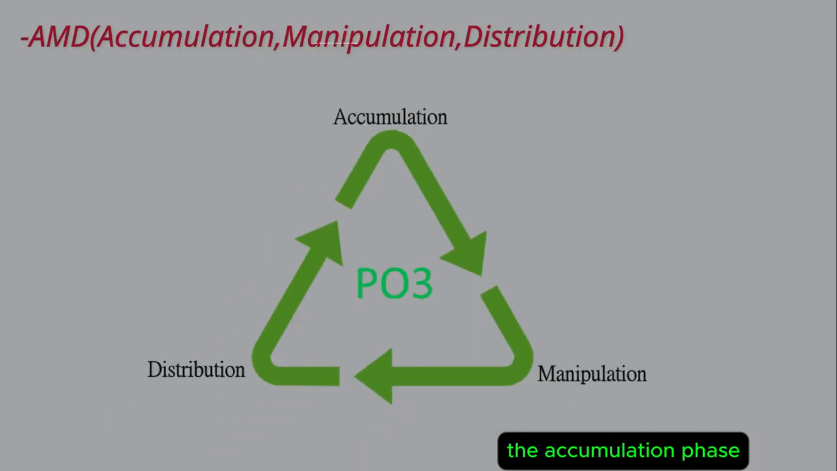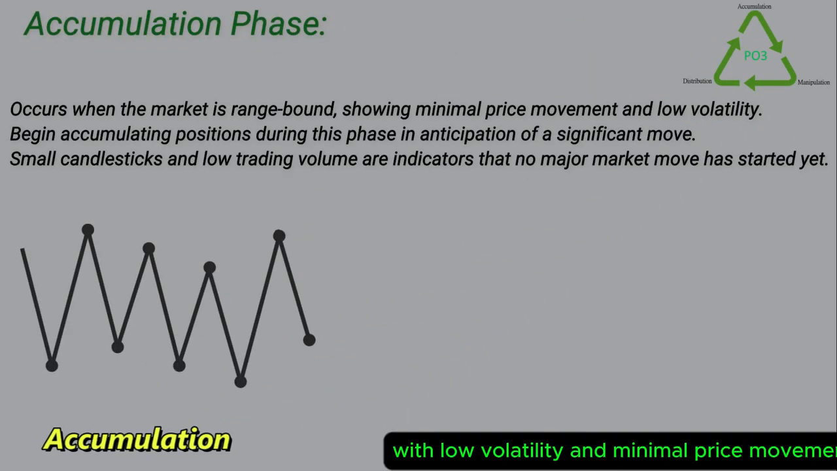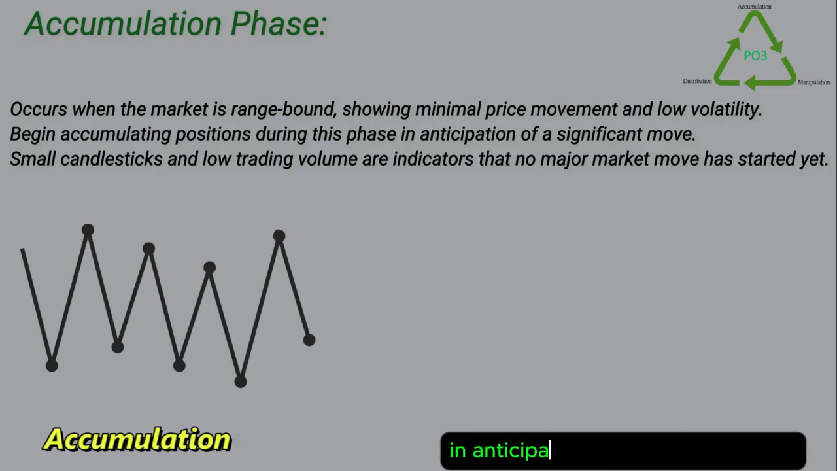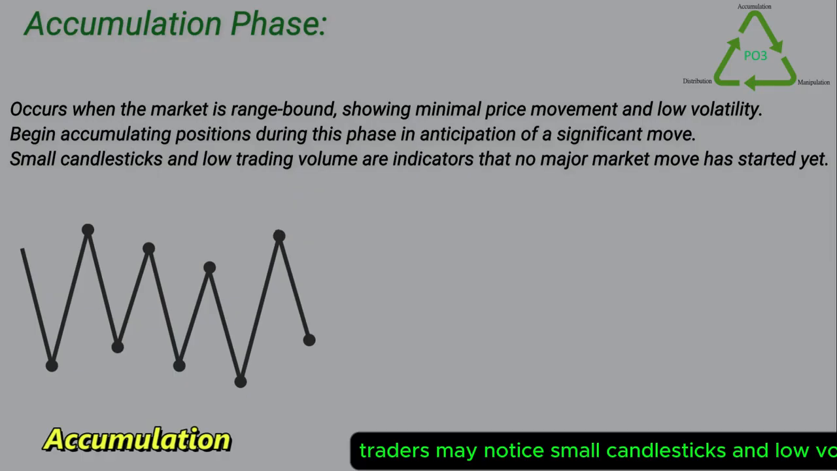The accumulation phase occurs when the market is range-bound, typically with low volatility and minimal price movement. It is the period when traders begin accumulating positions in anticipation of a significant move. During this phase, traders may notice small candlesticks and low volume, which indicate that no major market move has yet started.